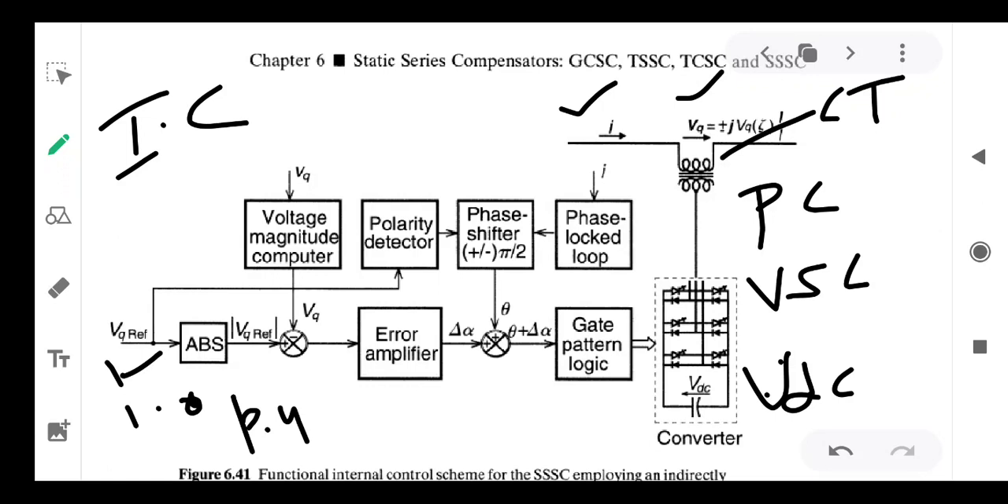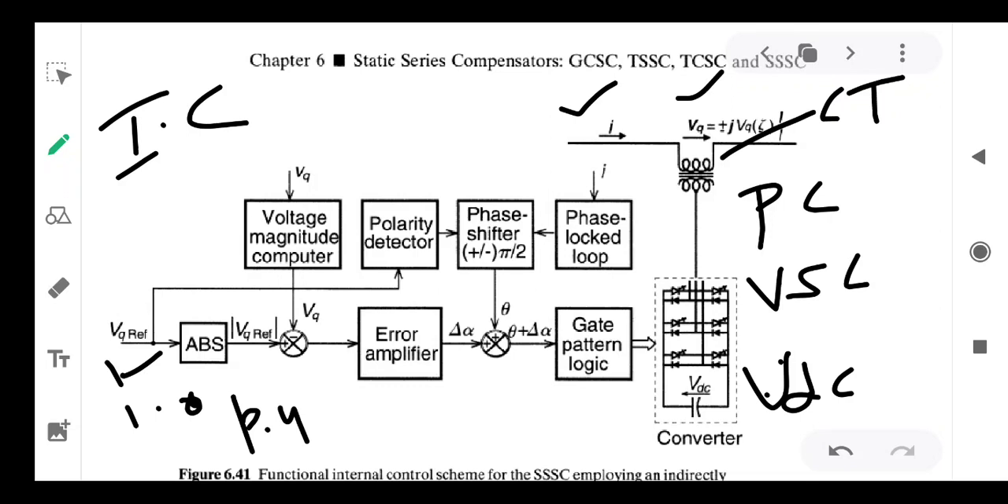That is, you can have the signals corresponding to voltage stability improvement. Second one, transient stability improvement. Third one, power oscillation damping. Fourth one, that is SSR, etc.